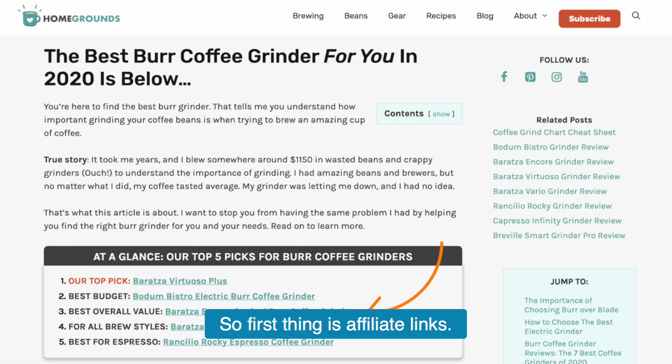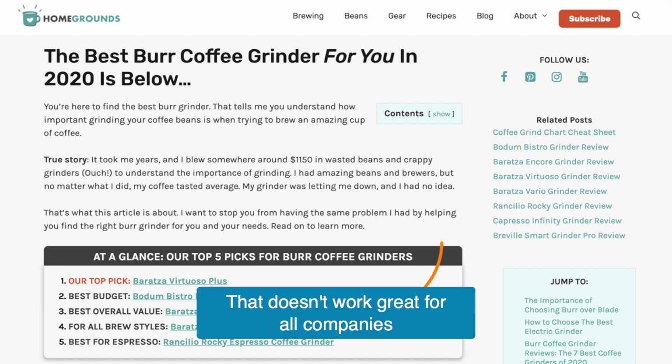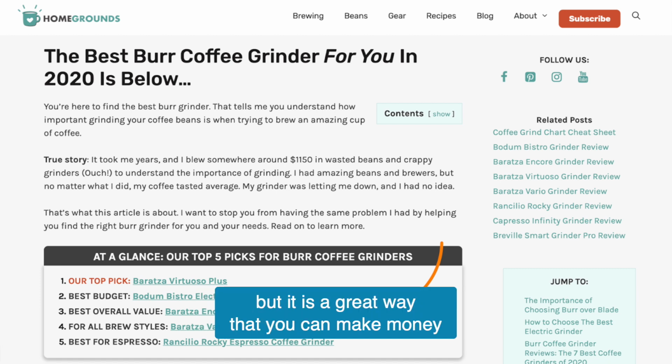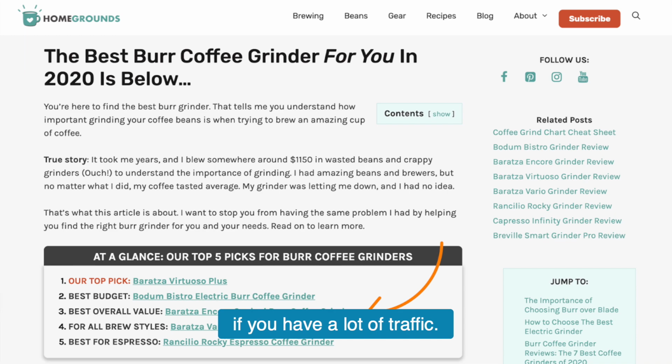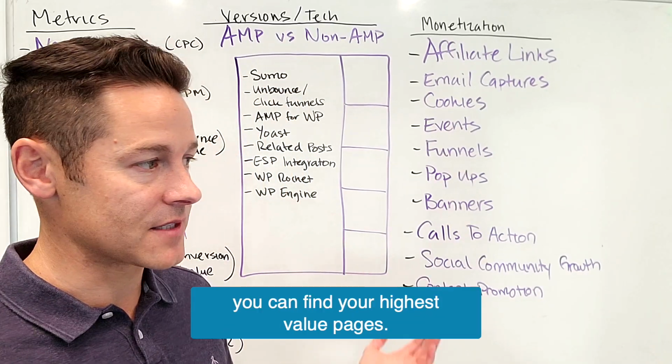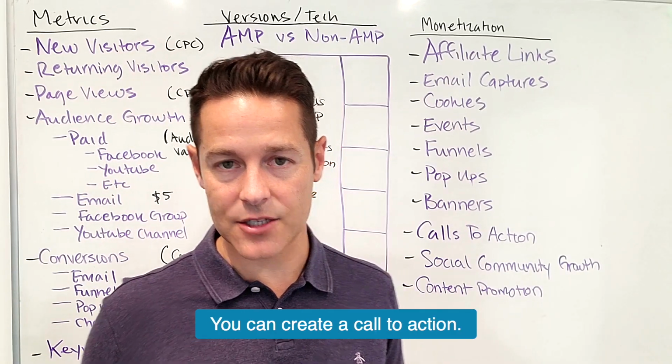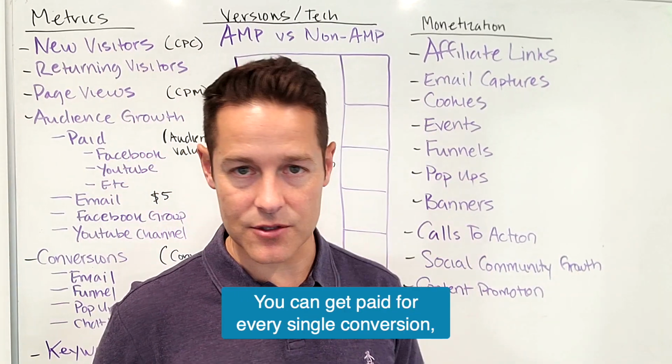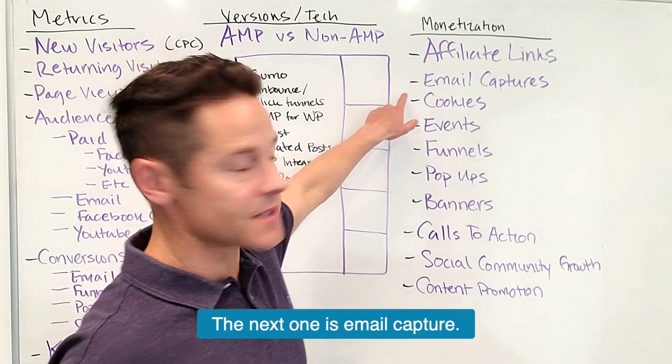So first thing is affiliate links. That doesn't work great for all companies, but it is a great way that you can make money if you have a lot of traffic. You can go to an affiliate site, you can get an affiliate link, you can find your highest value pages, you can create a call to action, you can get paid for every single conversion. Very simple model.